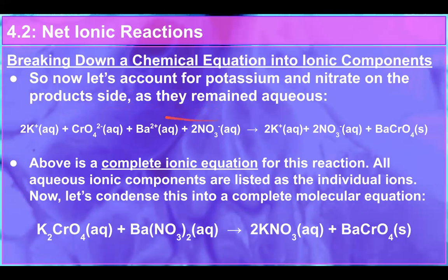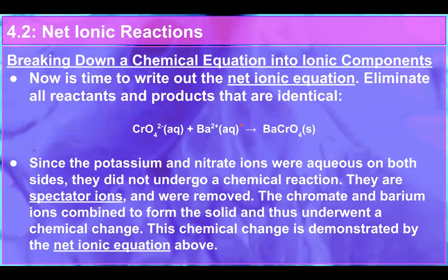So this is the complete ionic, or you could even call it the gross ionic equation. This is our net ionic equation. We eliminated the things that were the same on both sides. Now we just have the things that changed, where the chemical reaction happened. So we have the chromate and the barium, both aqueous, and then we have the barium chromate solid. We do not include the potassium or the nitrate in the net ionic equation because nothing happened to them. They both remained in the solution, so they are the spectator ions. They watched as the barium and the chromate reacted together to form that yellow solid.